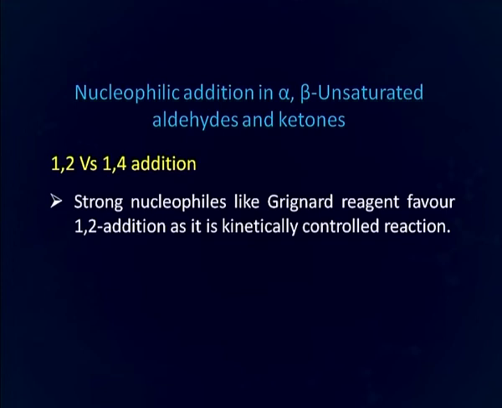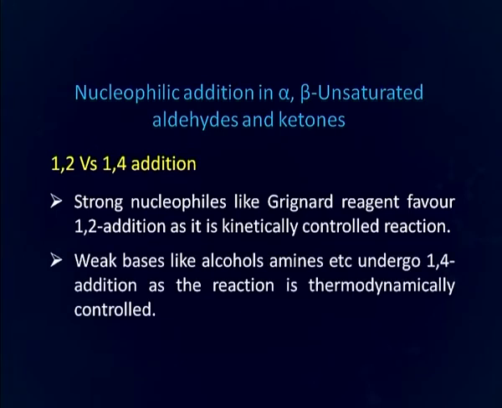Strong nucleophiles like Grignard reagent favor 1,2 addition as it is a kinetically controlled reaction. Weak bases like alcohols, amines, etc. undergo 1,4 addition reaction as the reaction is thermodynamically controlled.